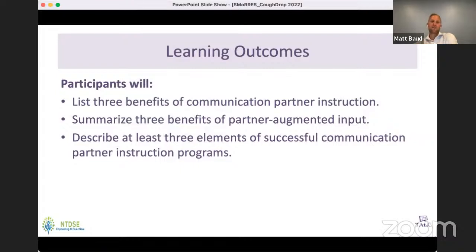And then for today, the expected outcomes are that you will be able to list 3 benefits of communication partner instruction, summarize 3 benefits of partner augmented input, and describe at least 3 elements of successful communication partner instruction programs.